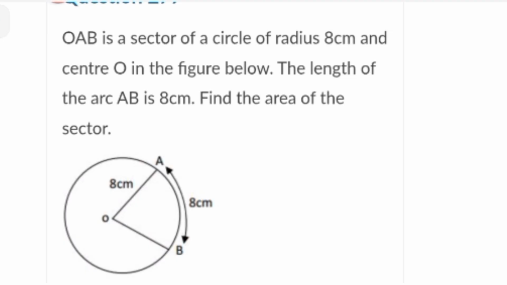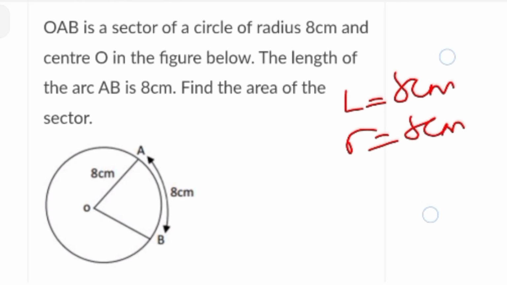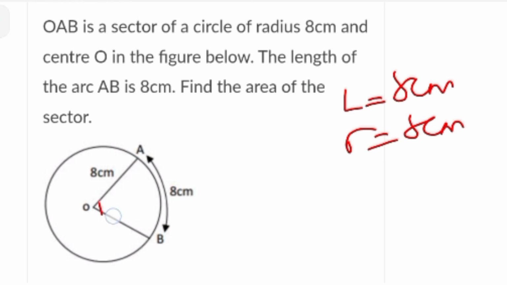The next one: OAB is a sector of a circle of radius 8 and center O in the figure below. The length of the arc AB is 8 cm. Find the area of the sector. So from here to here, this is the length of the arc. This is the radius here, 8. So the length of the arc L is 8 cm. Radius is also 8 cm. What are we looking for? To find the area of this sector, like area of this place. You have to find the area here.